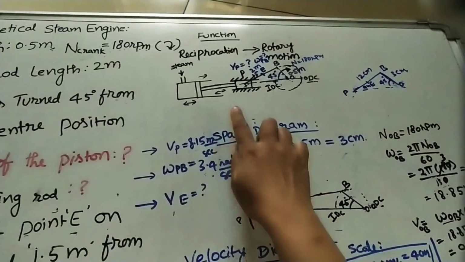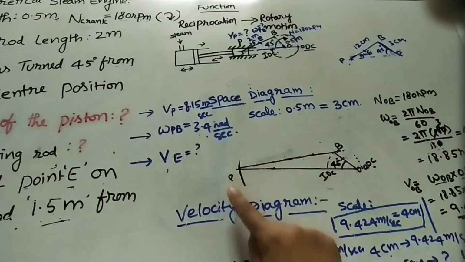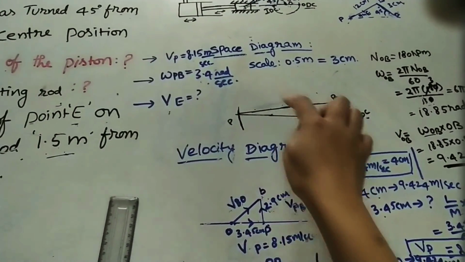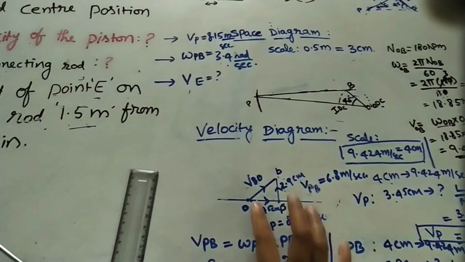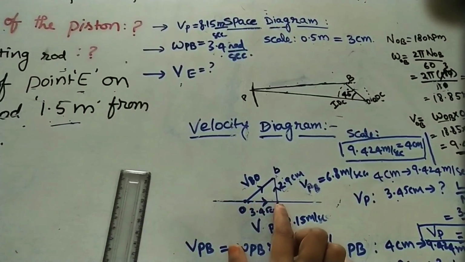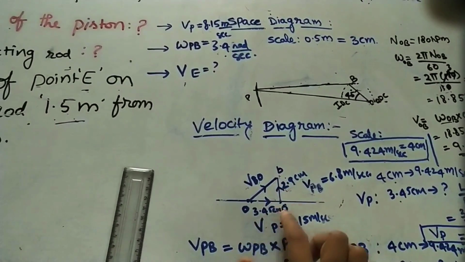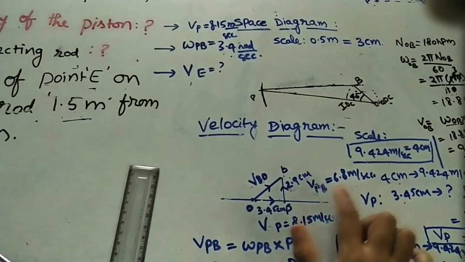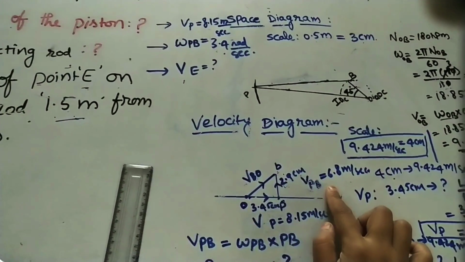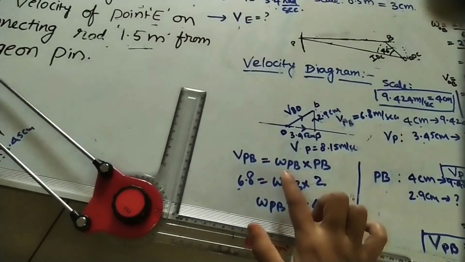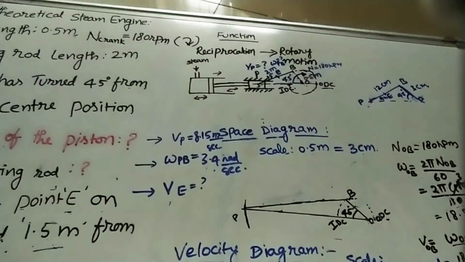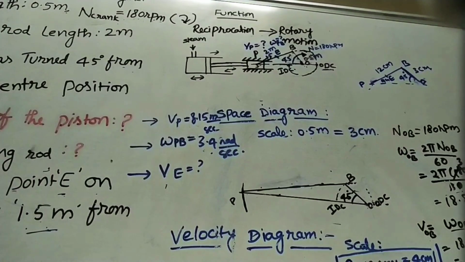Here we did the rough diagram. After that we did the space diagram by taking the scale. By using this scale and perpendicular lines, we did the velocity diagram. We found this length, and by using it we can find the linear velocity of the piston as well as the connecting rod velocity. By using this value we can find the angular velocity. So in this method we can do the velocity diagrams for finding the required speed of the steam engine.